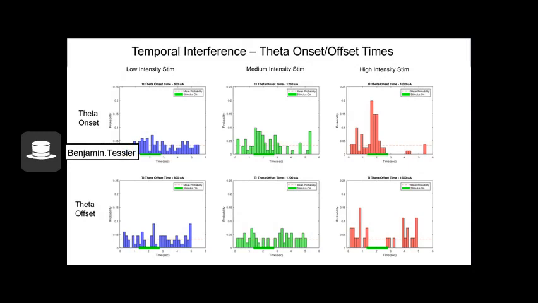Here we have histograms of onset and offset times of theta for the temporal interference group. We have theta onset times in the top row and offset times in the bottom row, and low intensity stimulation on the left and high on the right. We can see in the top right plot that there is a large probability that theta turns on about half a second into the stimulation, and in the bottom right plot we see that there isn't a large probability of any offset of theta.